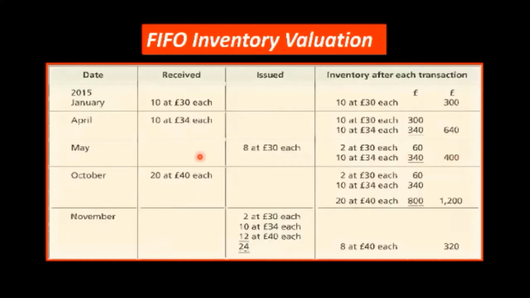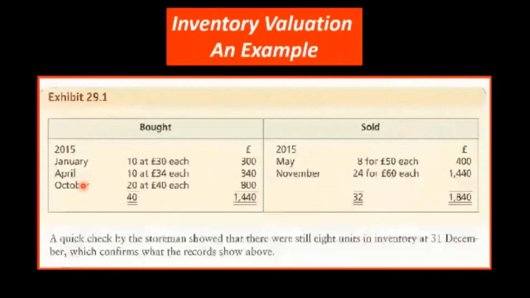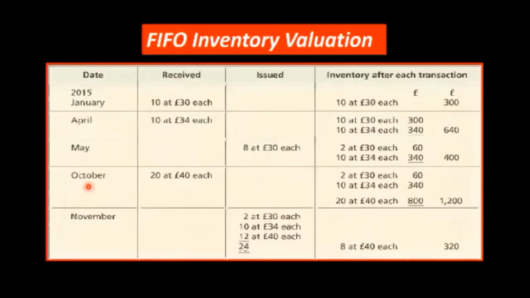Right? Our next item, the date is we buy 20 at $40 each, 800. So if we come in the receive column and we put it in October, 20 at $40 each, right? Now we have the 2 here at $30, we have the 10 at 34, and we have this 20 at 40. So we add them down, we're going to get 1,200 worth of stock that we have in stock after this transaction.